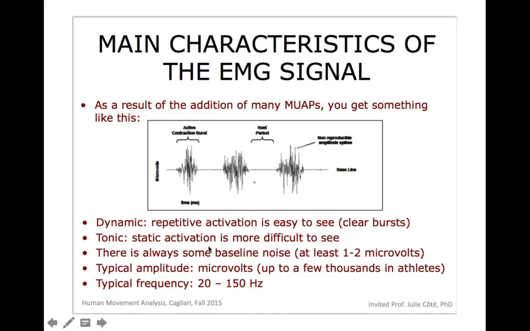The typical amplitude is in the microvolts, but it can be up to a few thousands of microvolts, especially in an athlete who has a well-developed muscle, and the frequency range tends to go from 20 to 150 hertz. So being that we're engineers, we can immediately see there are some issues here because there are several ambient noise type issues, particularly with 60 hertz, that show up right in the middle of the frequency range of interest.